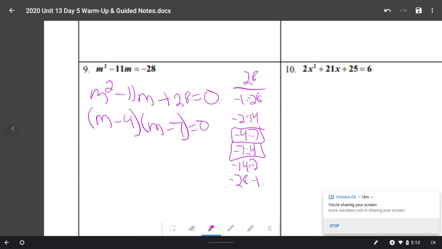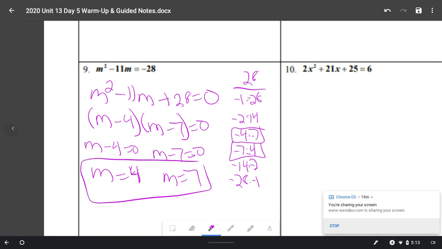Make them both equal to 0. Then make each one equal to 0 and solve like we did on the other side and for all these so far. So in the end, we get m equals 4 when you add the 4 over. And then m equals 7 when we add the 7 over. So that'd be my two answers.